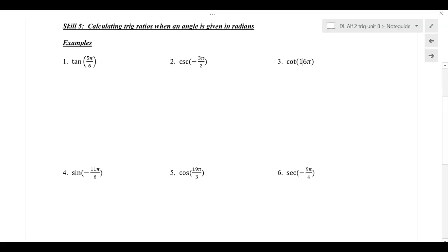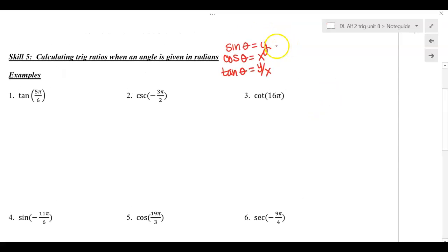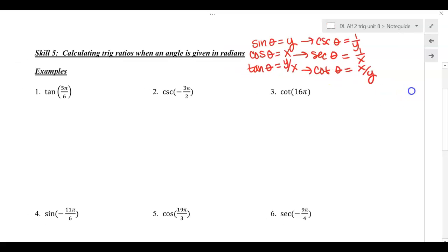So remember, the things that haven't changed is that we can still use our unit circle as a tool, and that we still should know that the sine of an angle is equal to the y value on the unit circle, the cosine of an angle is equal to the x value, and the tangent of an angle is equal to y divided by x. And we should know the reciprocals of those, that the cosecant of an angle is the reciprocal of the y value, that the secant of an angle is the reciprocal of the x value, and that the cotangent of the angle is the reciprocal of the tangent, or y divided by x.